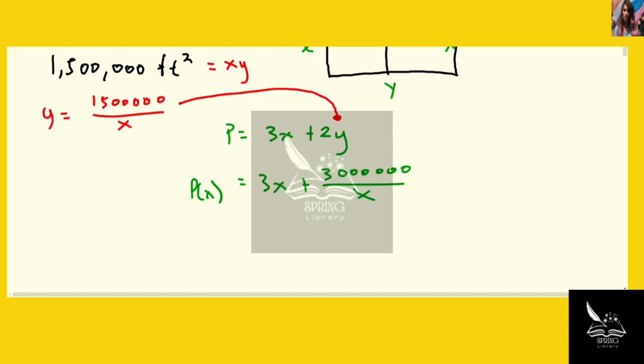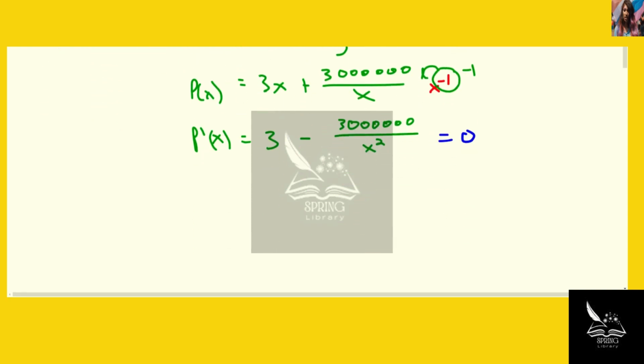So now we want to take the derivative of this so we can minimize the function. The first thing we need to remember is this is really x to the negative 1. So when we take the derivative, p prime of x would give us 3 minus 3 million over x squared, because the power rule says take this, move it to the front, and subtract 1 off. And what we want to do is set this equal to 0.